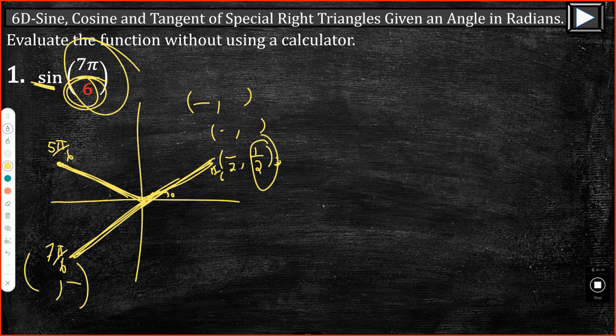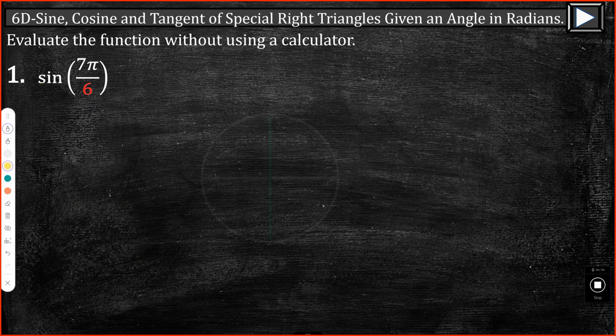Put sine 7 pi by 6 in a calculator now, people. I think it's negative 0.5. Is it, or is it not? So negative 1/2. Is it? So that's how this works, everybody. Now let's do one more.